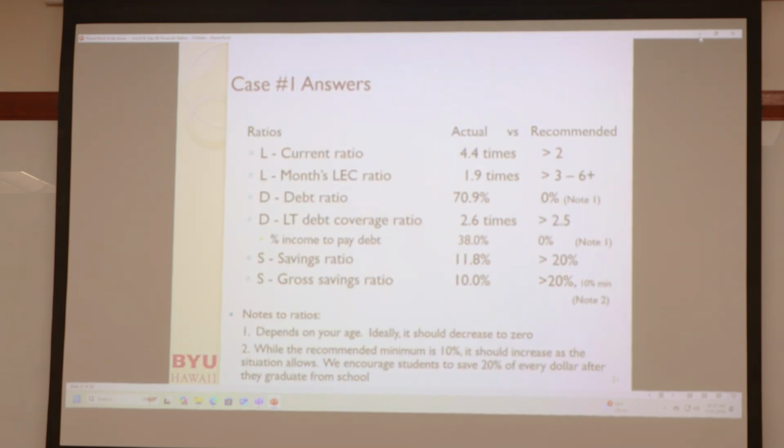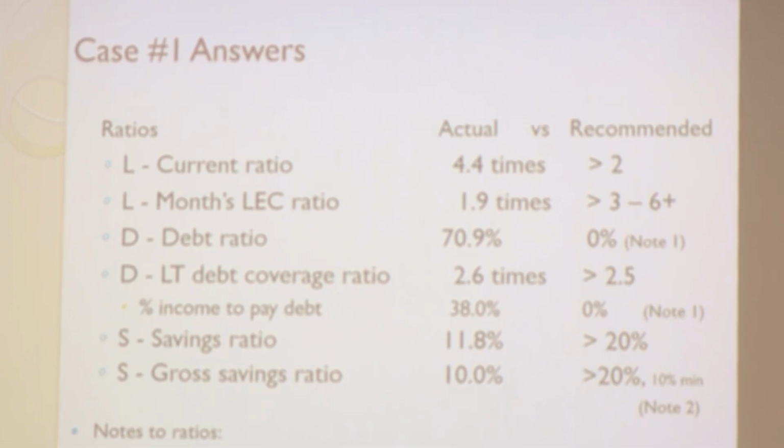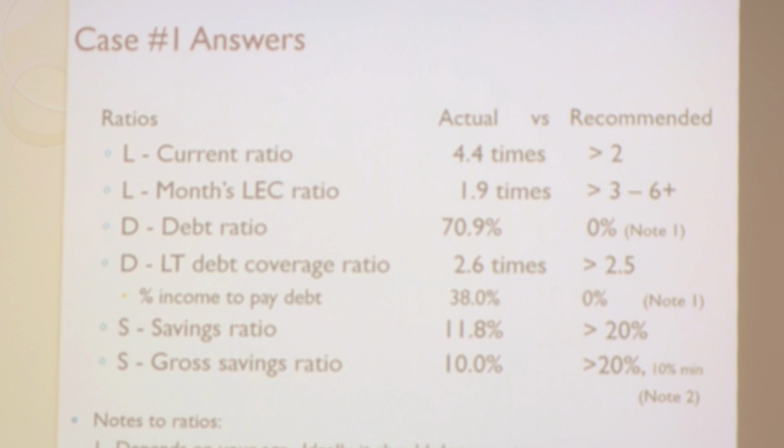So let's look. Current ratio, 4.4 times. Greater than 2 recommended. They're probably okay there. So you want to take us through those? Living expense covered ratio. We recommend that it's greater than 3 to 6, and it's only 1.9. And then the debt ratio, we recommend 0, and they have 70% of their debt is financed.